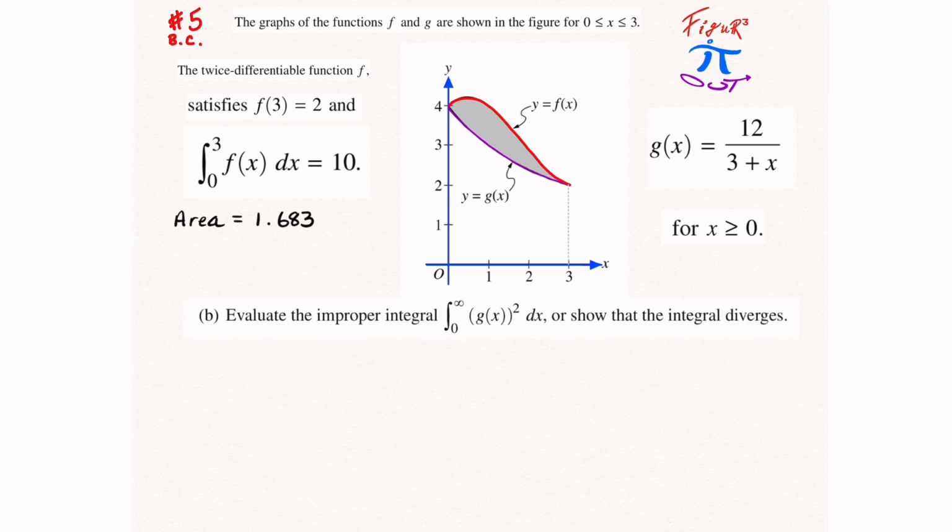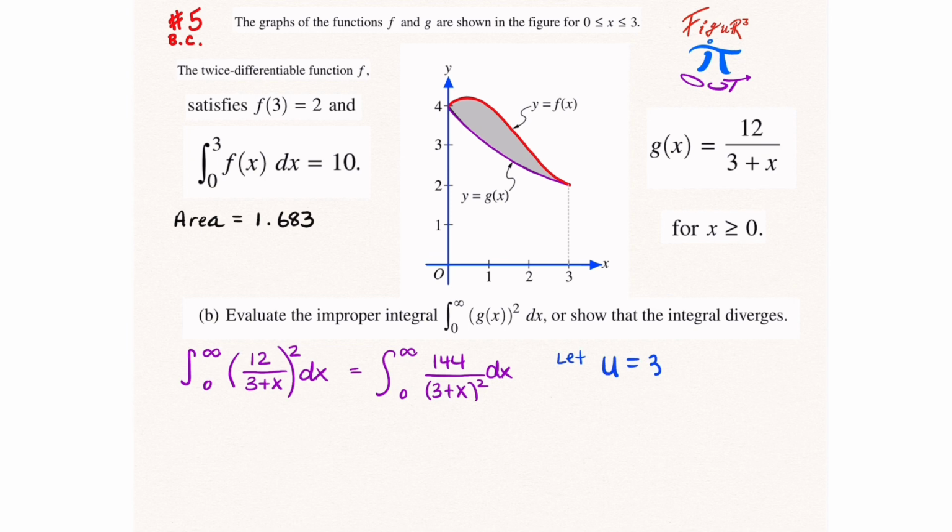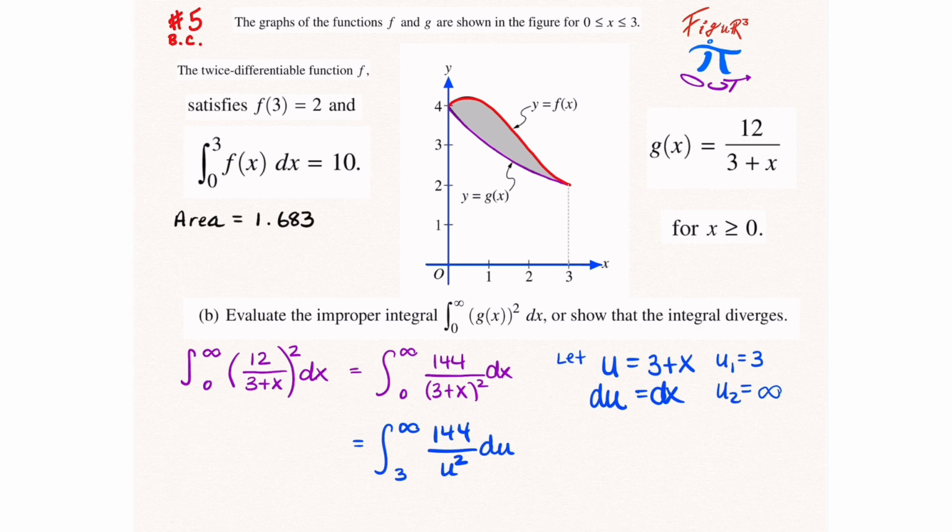In part B, we're trying to evaluate the improper integral from 0 to infinity of g squared, or show that that integral diverges. Plugging in g and squaring it into our integrand, we get the integral from 0 to infinity of 144 over 3 plus x quantity squared. Again, we're going to treat this with a u substitution. We'll let u equal 3 plus x, du will equal dx, and that'll give us new limits of integration from 3 to infinity. So the integral is from 3 to infinity of 144 over u squared du.